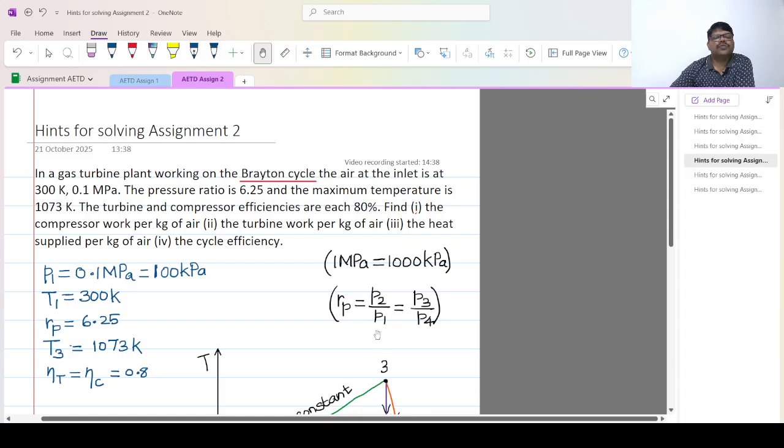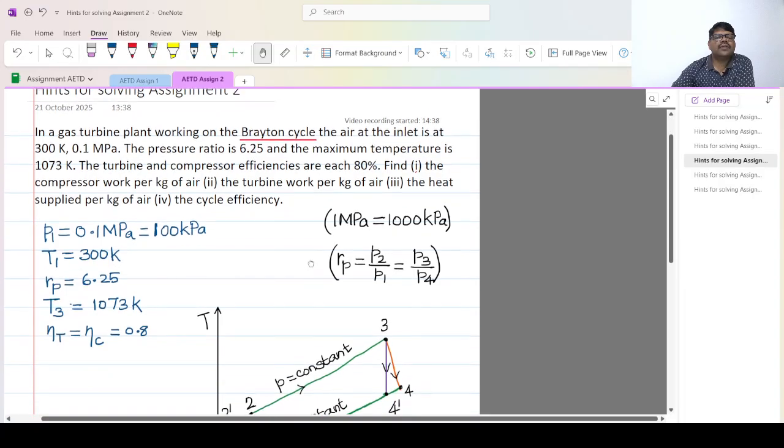Now, you should know what are the things we need to find out. So here it is clearly given at the end of the question. Find the compressor work per kg of air, then the turbine work per kg of air, then the heat supplied per kg of air, and finally the cycle efficiency. So when we find out the compressor work or the turbine work or the heat supplied, we can assume that the mass or the mass flow rate is 1 kg or 1 kg per second, right?